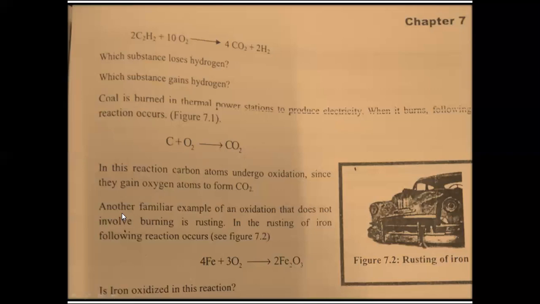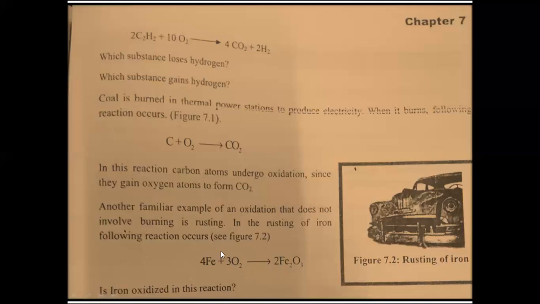Fourth example is rusting of iron. When iron gets rusted, iron reacts with oxygen which is present in air or water vapor, and it forms ferric oxide with some water molecules. This ferric oxide with water molecules is called rust, and the process is called rusting of iron.